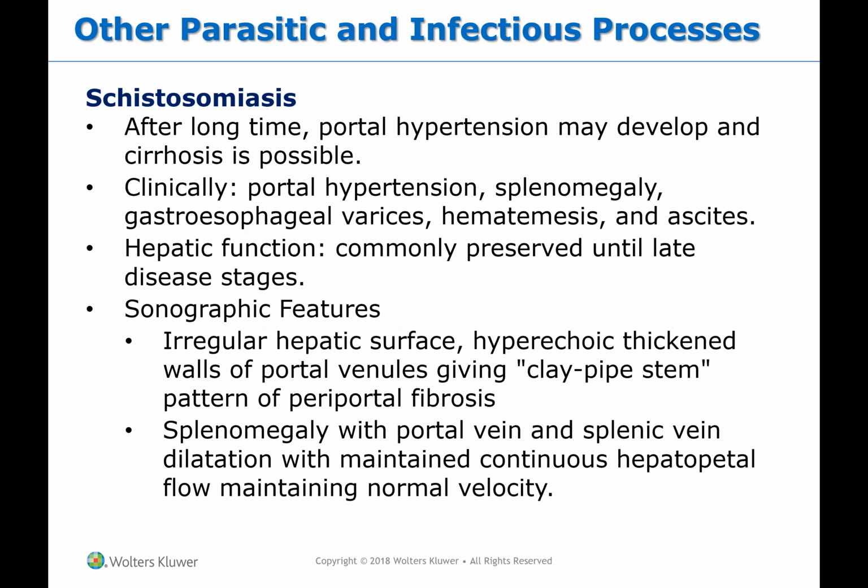So, sonographic features of this: I would say an irregular hepatic surface, hyperechoic thickened walls giving a clay pipe stem pattern of the periportal fibrosis, and splenomegaly with portal vein and splenic vein dilatation.